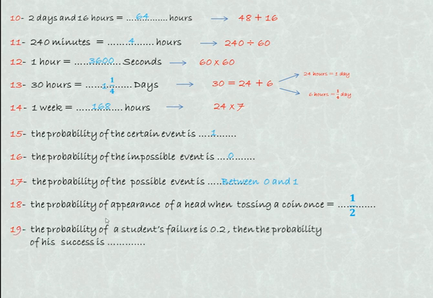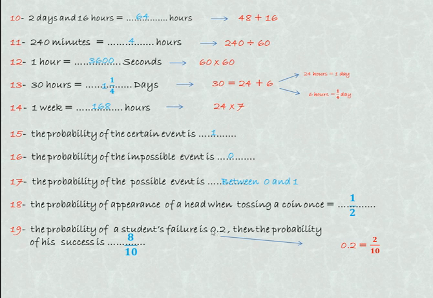Number 19, the probability of student failure is 0.2. Then the probability of success equals what? At first, we must convert 0.2 into a fraction, which equals 2 over 10. Then the failure here is 2 of 10. Then the total will be 10. Then the remainder from 10 equals 8. Then the success will be 8 over 10.